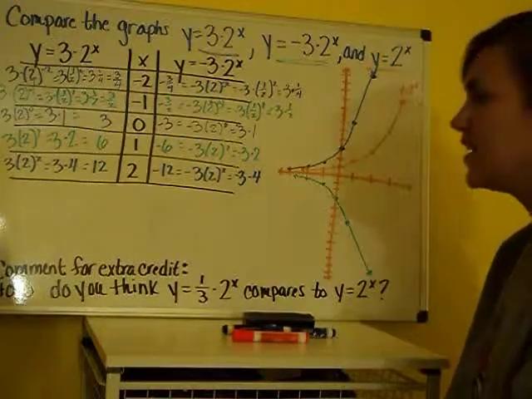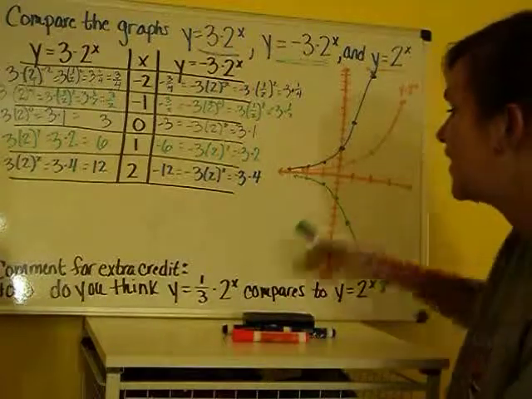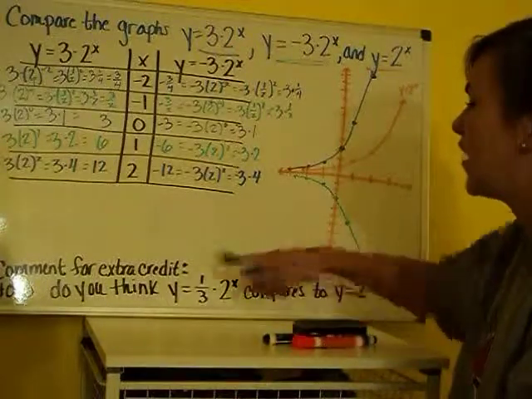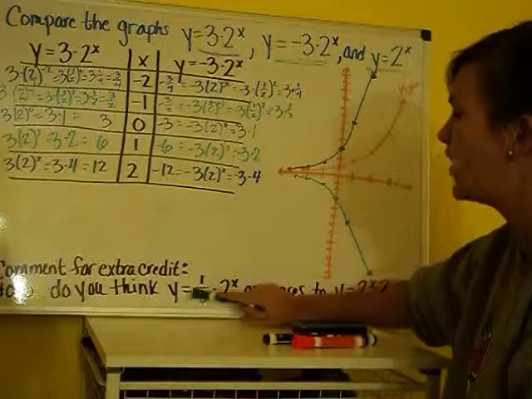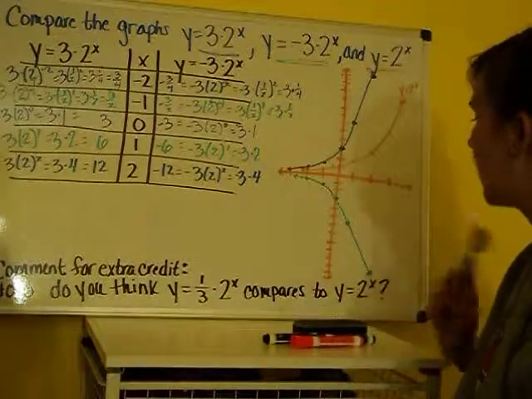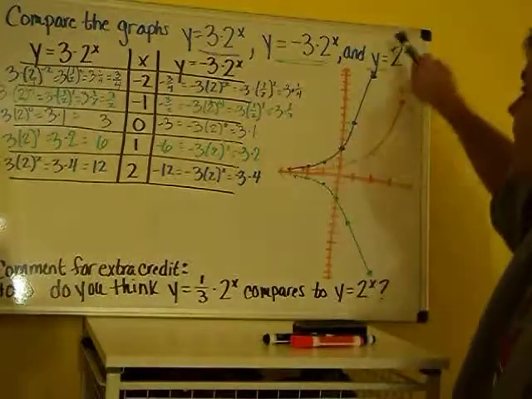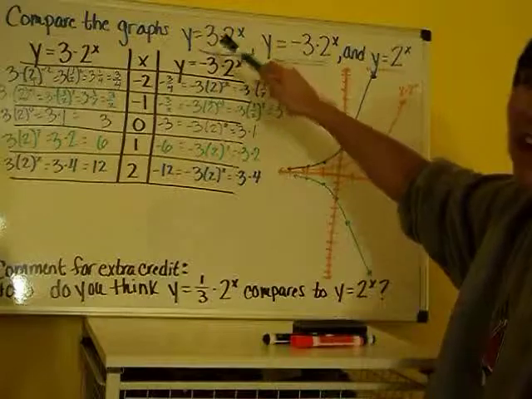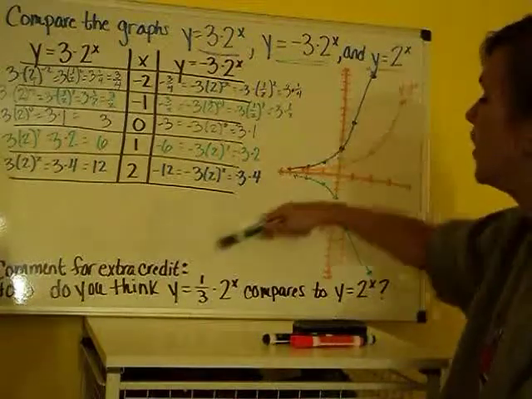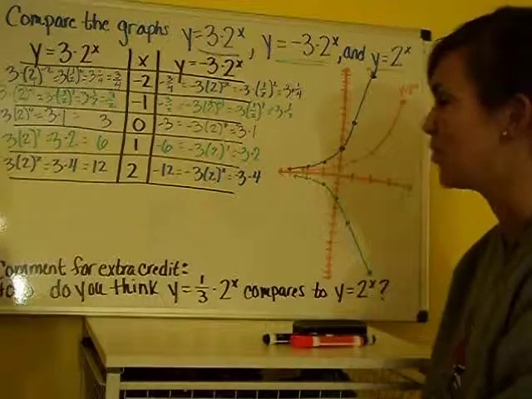Alright, for watching the video, I will give you an opportunity for extra credit. And here's what I want you to think about. How do you think the graph y equals 1/3 times 2 to the x compares to y equals 2 to the x? So here was y equals 2 to the x. We noticed that 3 out front here, if our a was 3, we did get steeper. How do you think y equals 1/3 times 2 to the x will compare?